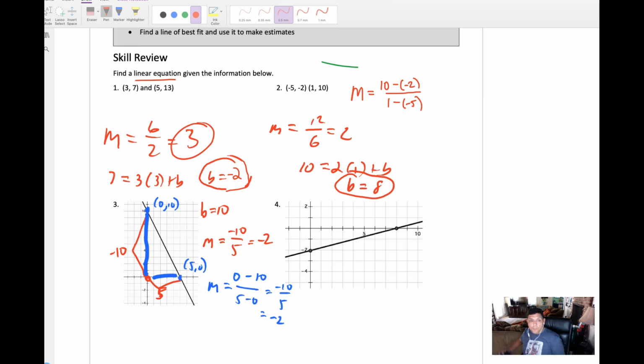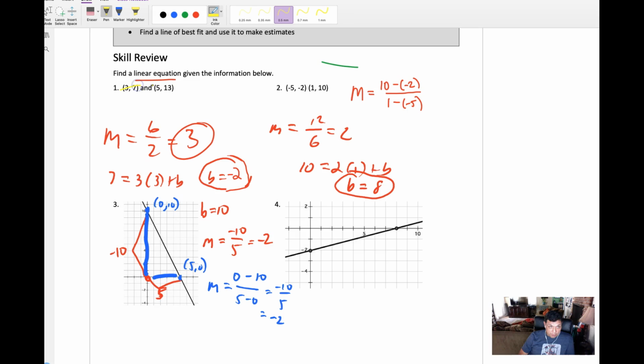We're going to go ahead and look at what we have done already, and we can see we've already solved for the slope and we solved for the y-intercept. So the slope here comes from 13 minus 7, which is 6, over 5 minus 3, which is 2. 6 over 2 is 3, which is your slope.